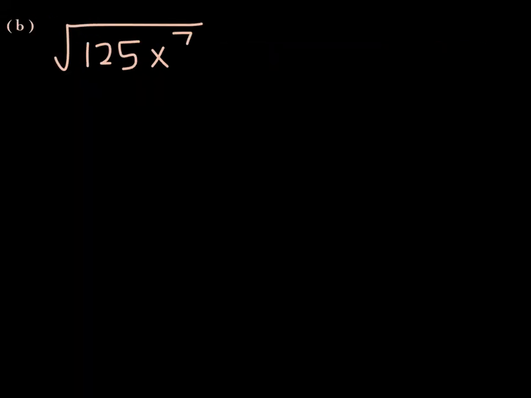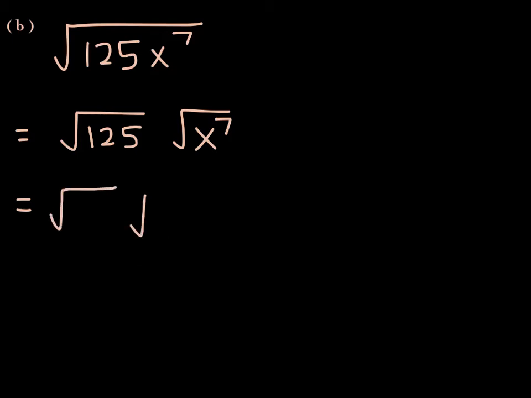Now we have the square root of 125 x to the 7th power. The first thing I'm going to do is use the product rule for radicals to rewrite this as the square root of 125 and then the square root of x to the 7th, okay? Now I'm going to continue using the product rule. The square root of 125, I want to rewrite that as the square root of 25 times 5. That's 125. And the reason why I'm splitting 125 up into these two particular factors is because 25 is a perfect square. Now, I have the square root of x to the 7th out here.